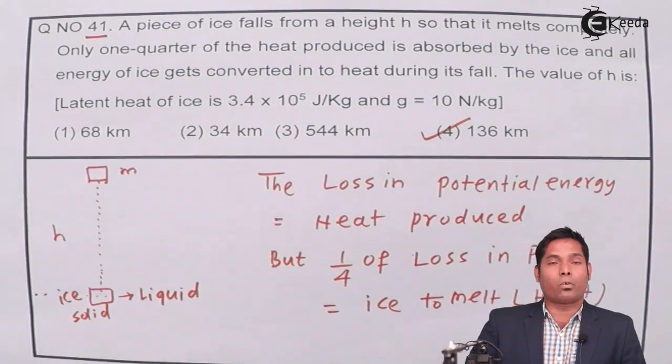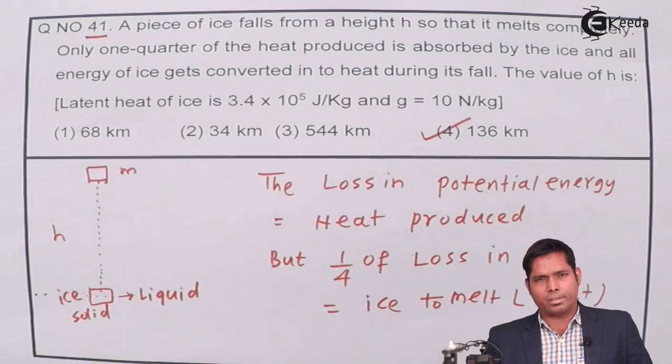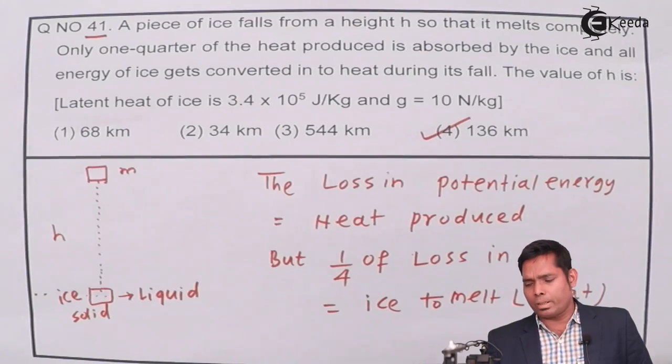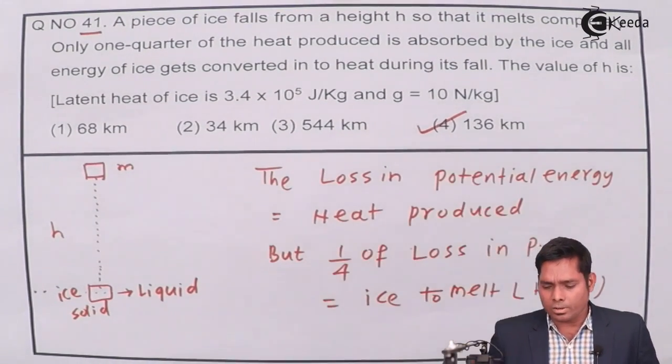So the ice falls from a height of 136 kilometer, and only 1/4 of that energy is used to melt the ice. Only 1/4 of the heat is used to melt the ice completely. So this is the answer to this question.